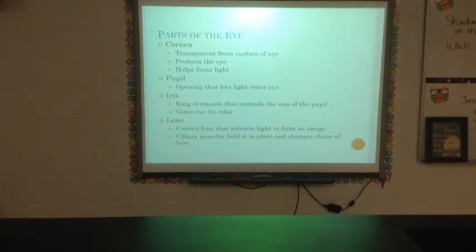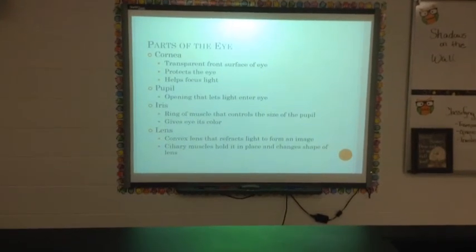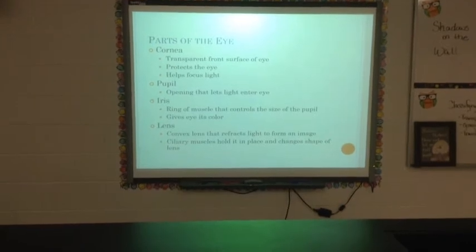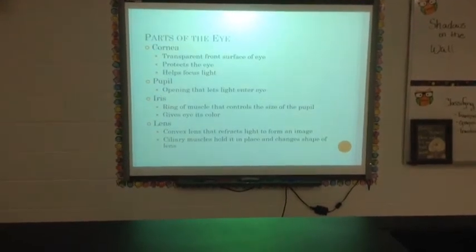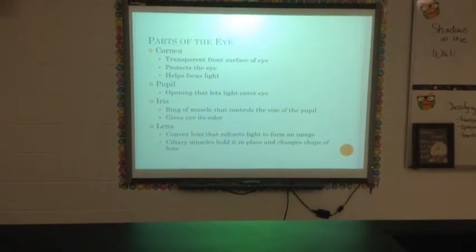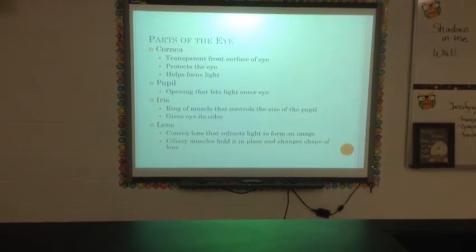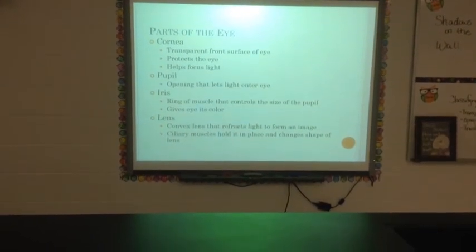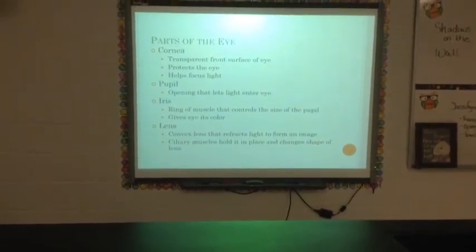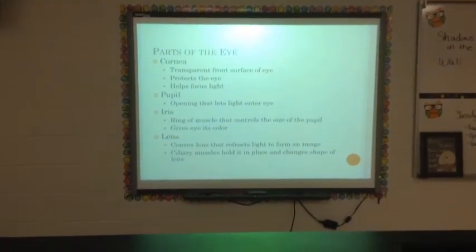The iris is what gives your eye the color: green, blue, brown, hazel. And that is just a ring of muscles. All it does is control the size of the pupil. So it'll contract to make the pupil smaller or relax to make the pupil larger. It depends on the amount of light that is coming in. So when you walk outside in the sun, it'll contract, making your pupil smaller. And if you walk inside into the dark, it'll relax, opening it up. This is the reason why it always hurts your eyes whenever you walk outside after seeing a movie.